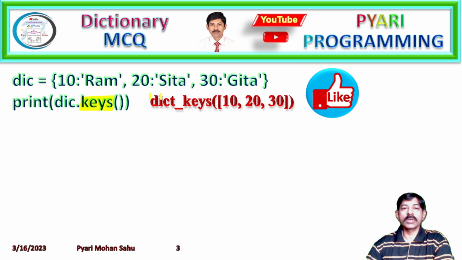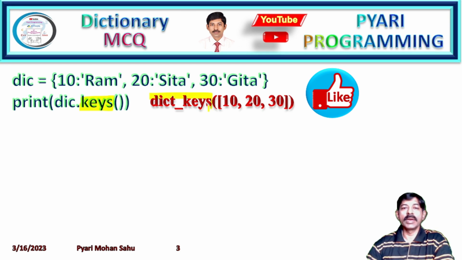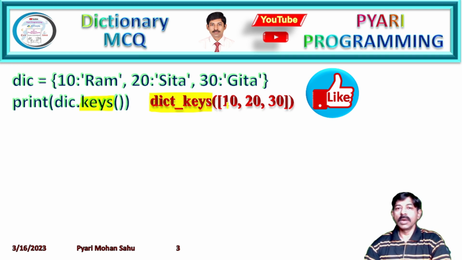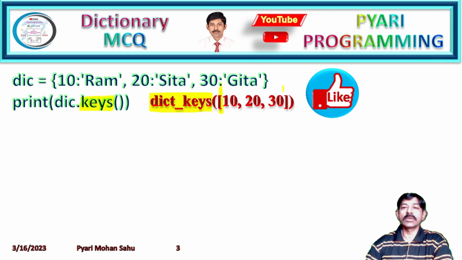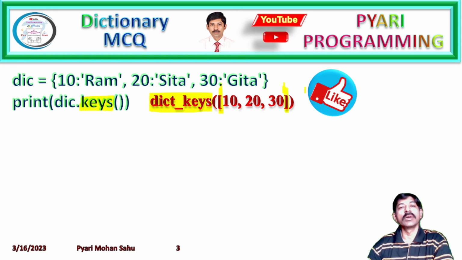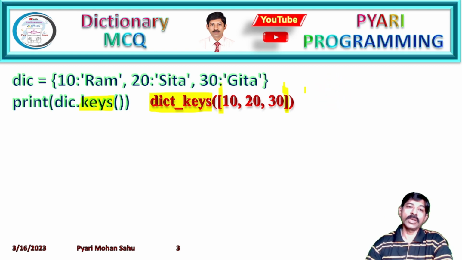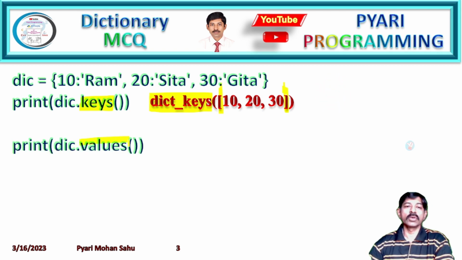Now we have to emphasize on this. It is displaying dict underscore keys, which is a function which is going to display me the output. Now here it is only extracting the keys, that is your 10, 20 and 30. The most important is it is returning it in the form of your list. So that's why you might get some question on this also. What is the form of the result? Tuple, list or dictionary?